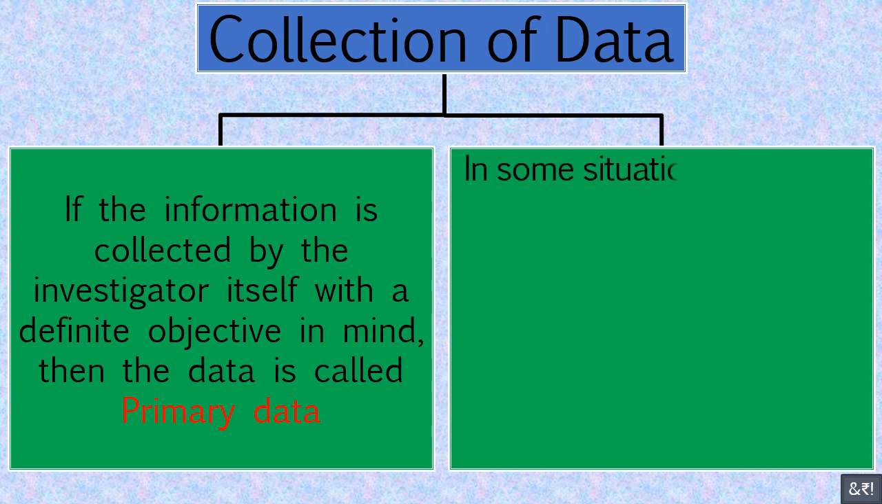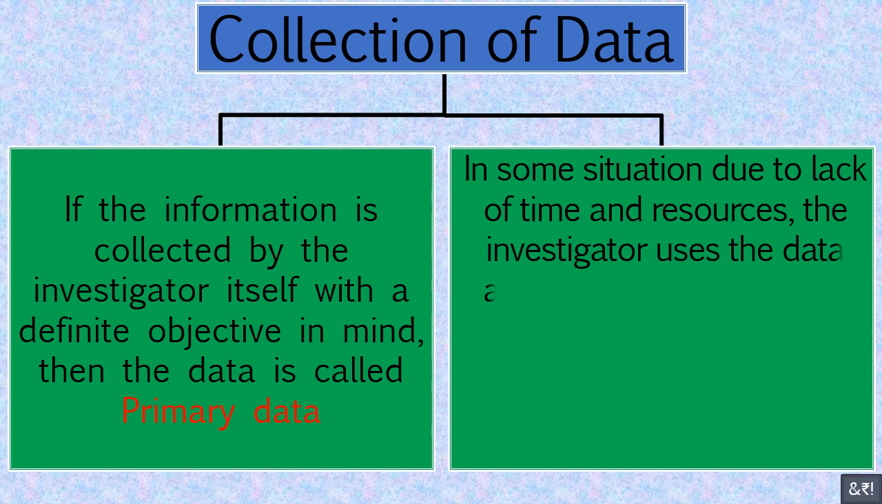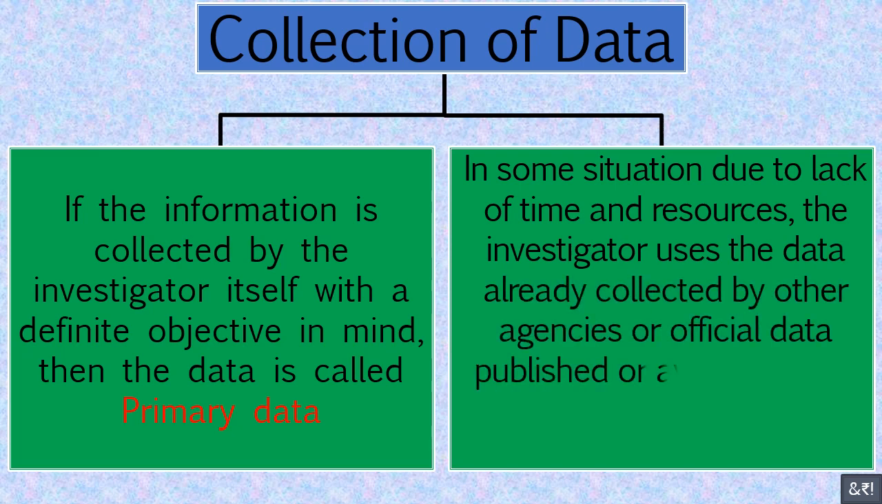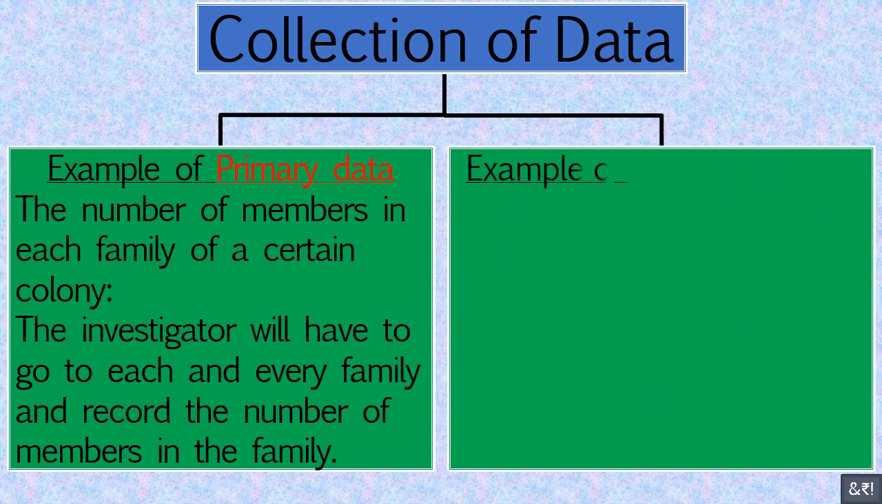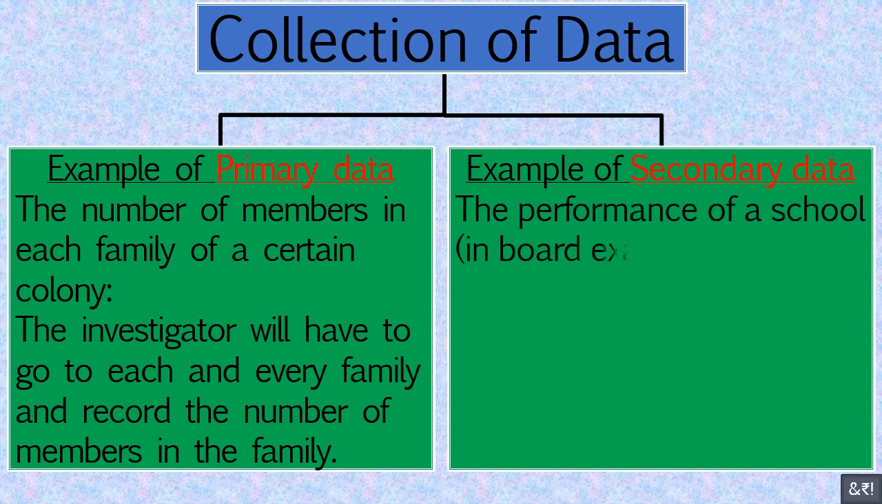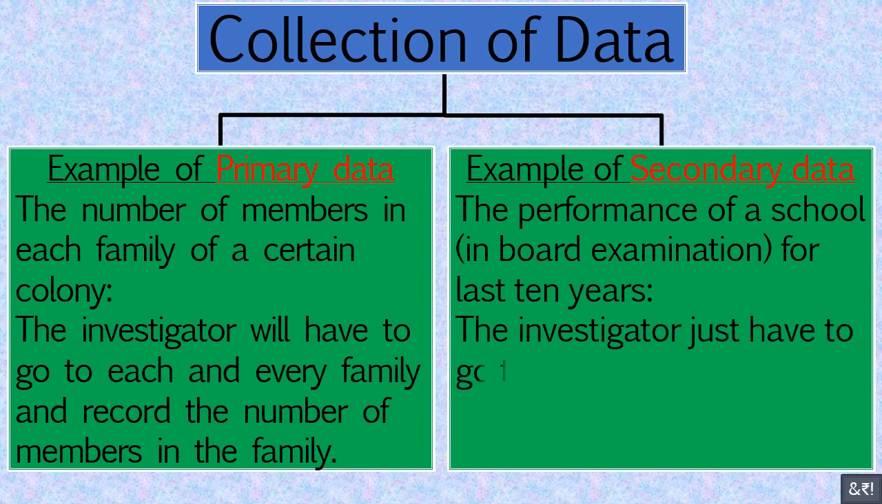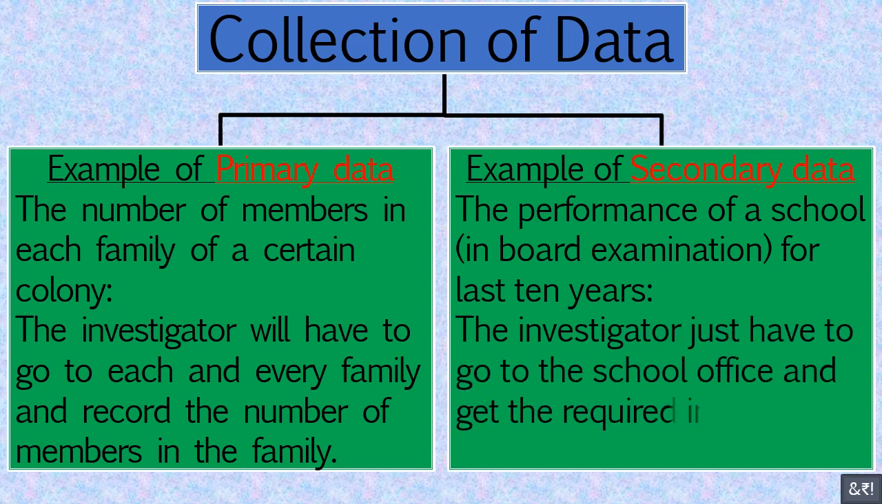In some situations, due to lack of time and resources, the investigator uses the data already collected by other agencies or official data published or available. Then the data is called secondary data. Example of secondary data: the performance of a school in board examination for last 10 years. The investigator just has to go to the school office and get the required information from the school records.